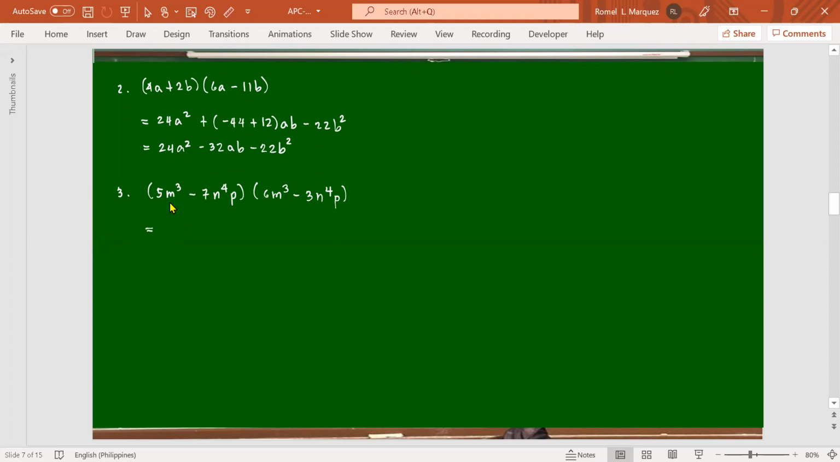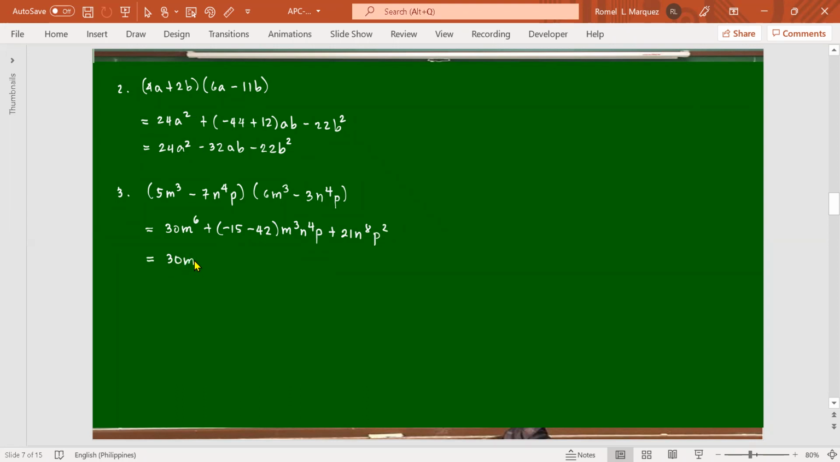Product of binomials. So 5 times 6 is 30, then multiply m cubed, m to the 6. Then plus negative 15, last outer terms. Negative 42. Am I right? Then copy the common. What is their common? M cubed n to the fourth p. Am I correct, children? Then the last one, positive 21 n to the 8 p squared.